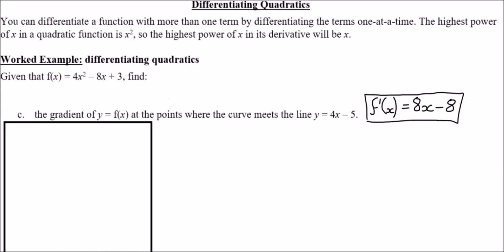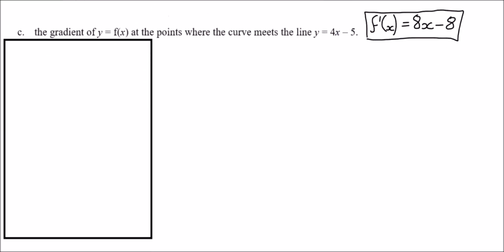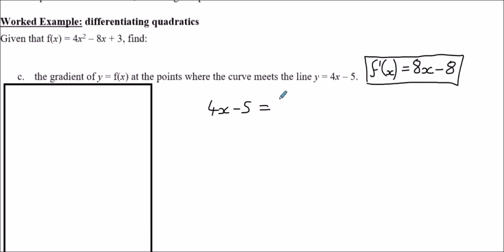Finally, we're going to look at part C. We need to work out the gradient of f of x at the points plural, where the curve meets the line y equals 4x minus 5. So we need to set f of x equal to 4x minus 5 and then solve the quadratic which comes from this. So the first thing we need to do, if I just scroll down slightly, we're going to solve this here. So we're going to set 4x minus 5 equal to f of x, and f of x, if I just remind you, is 4x squared minus 8x plus 3.